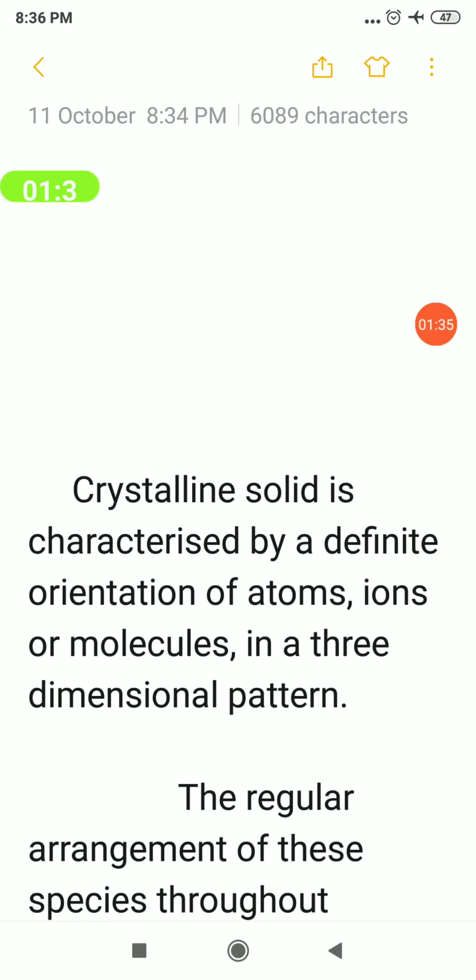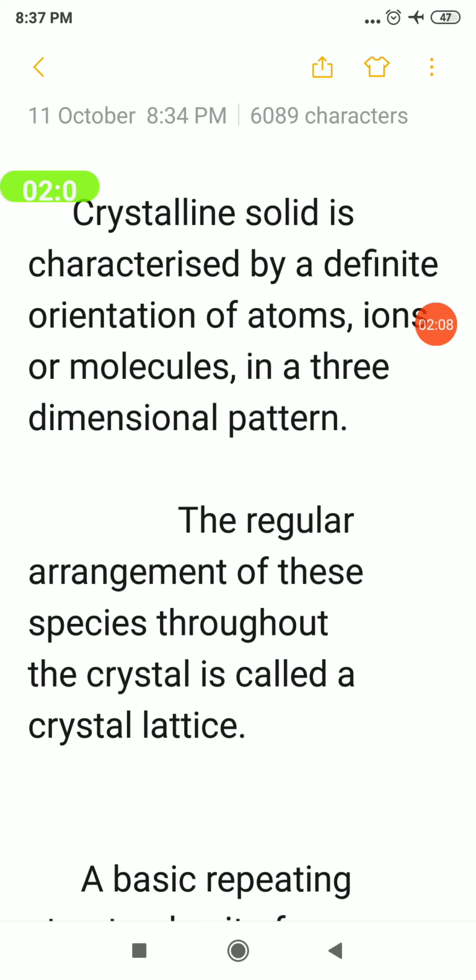We know what a crystalline solid is. When the constituent particles or ions are arranged in an ordered way, the solid will be called a crystalline solid. They will be arranged in a three-dimensional pattern. All the atoms, ions or molecules in a crystal will be arranged in an ordered way. That is a crystalline solid. And that regular arrangement of points throughout the entire crystal is termed as crystal lattice.